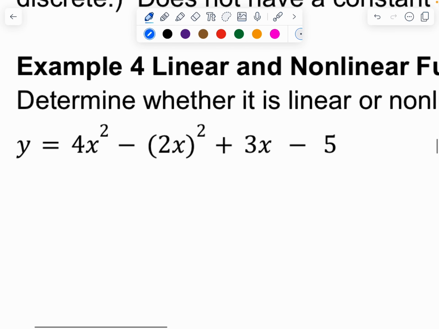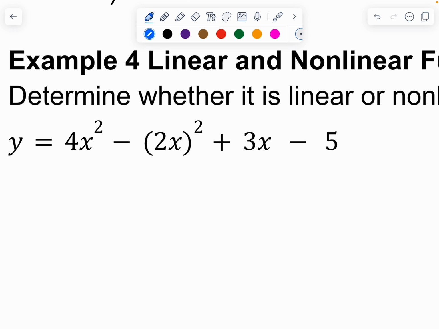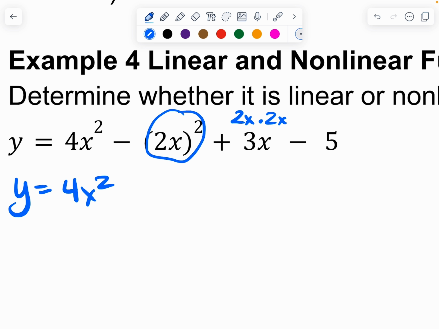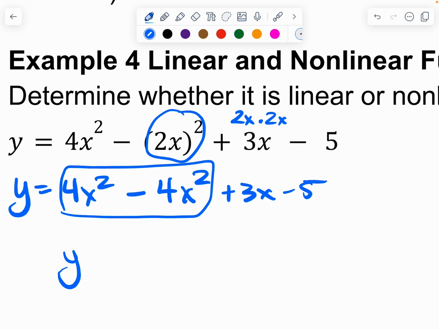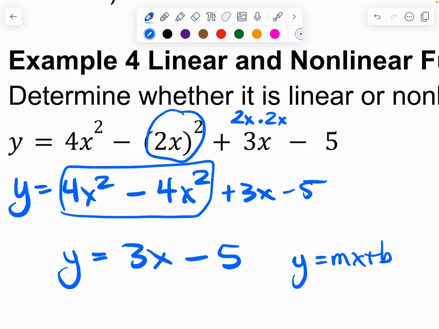So let's look at this. The first thing I have to do is simplify this. So 4x squared. Now, this right here is the same thing as saying 2x times 2x. That would get me minus 4x squared plus 3x minus 5. These two right here become 1, ours becomes 0. And I get this equation right here, which is the same as being mx plus b, the slope-intercept form. So yes, it is a line.